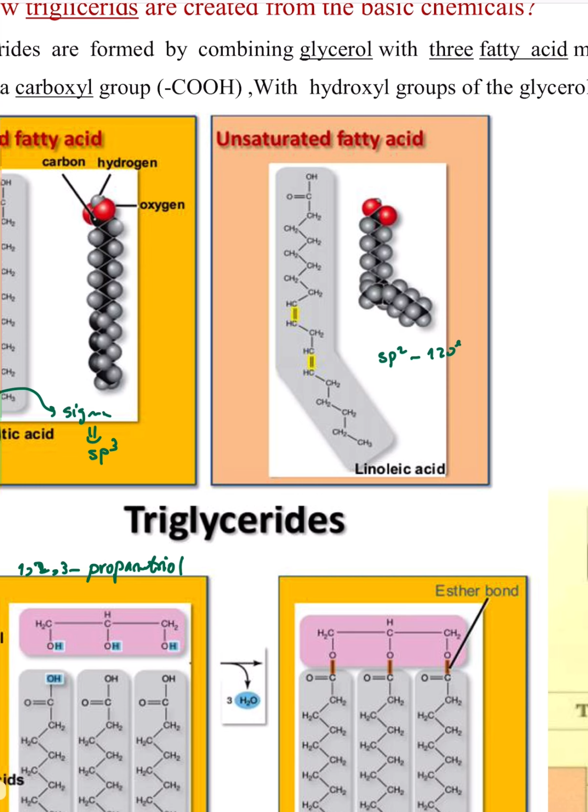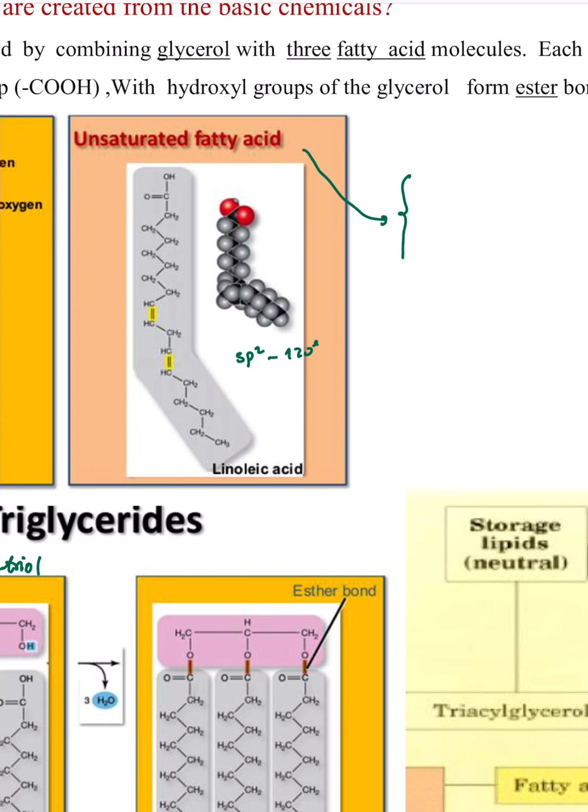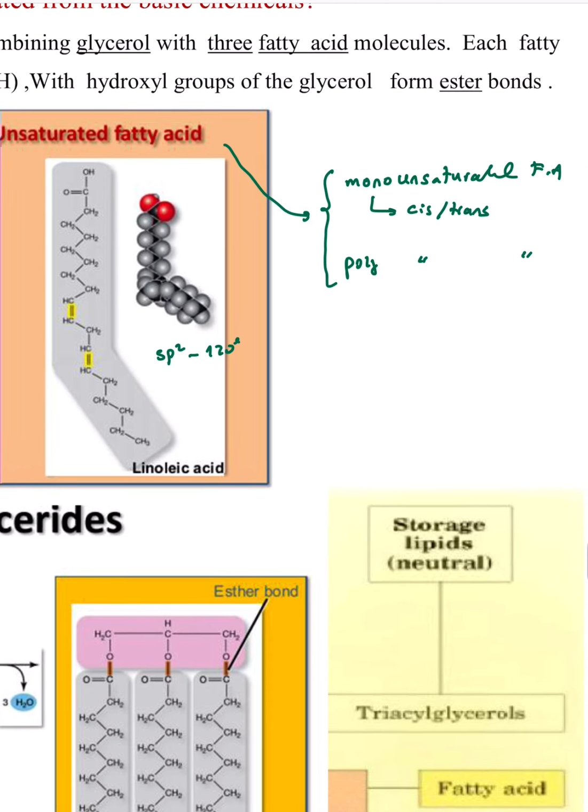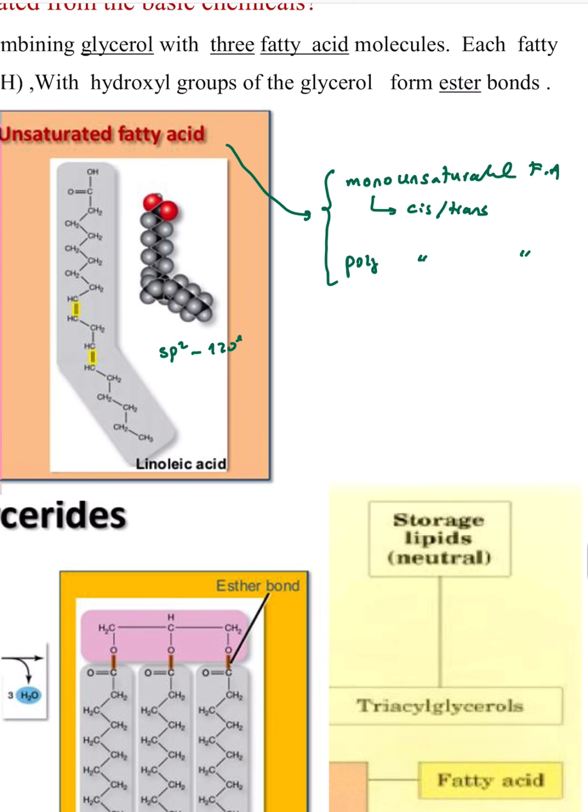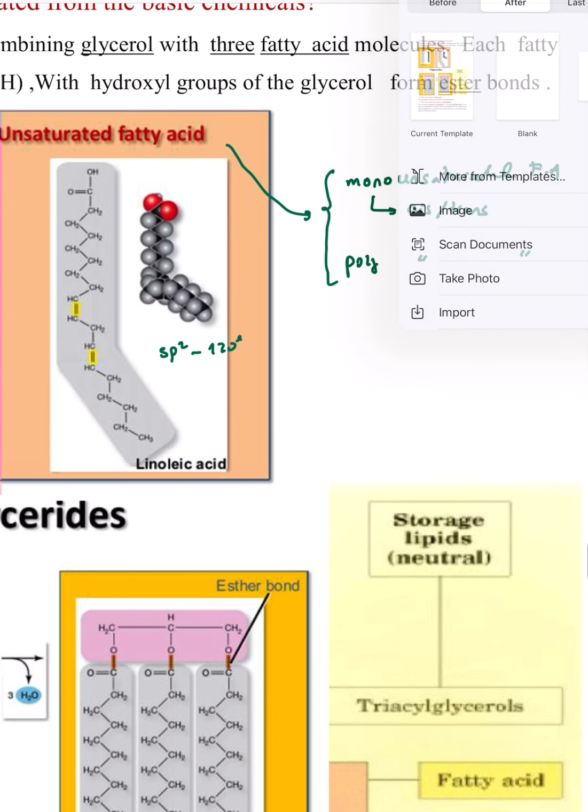But we can classify unsaturated fatty acids into 2 groups: monounsaturated fatty acid and polyunsaturated fatty acid. In the mono, we have just 1 double bond. It can be cis or trans, as I show you here. I will explain the system on the next page.